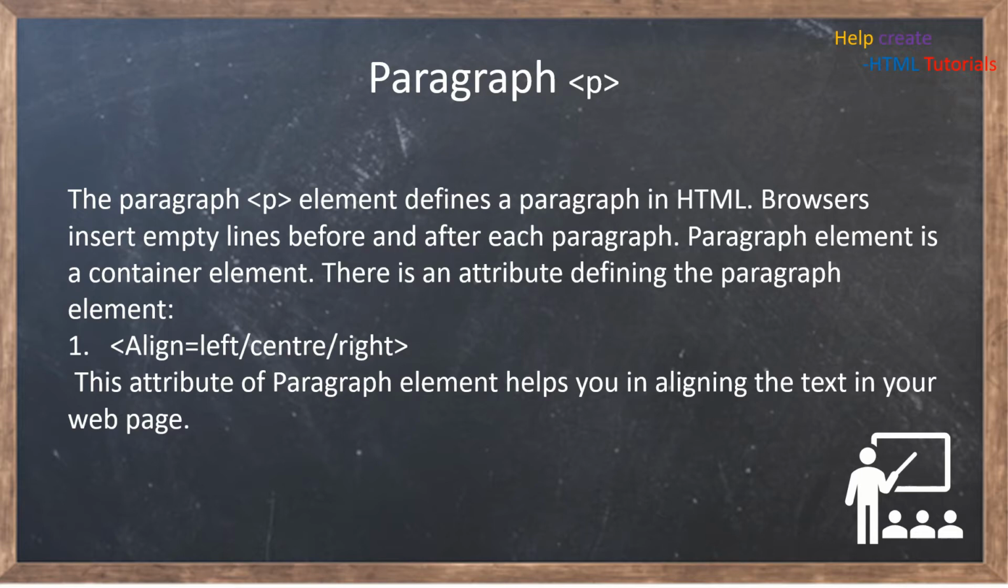There's only one attribute defining it, and it is align: left, center and right. So it helps in aligning the paragraph as you wish in the web page. Now let's see how to code it.